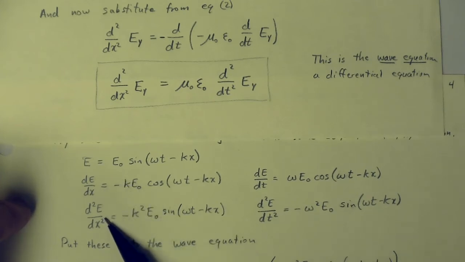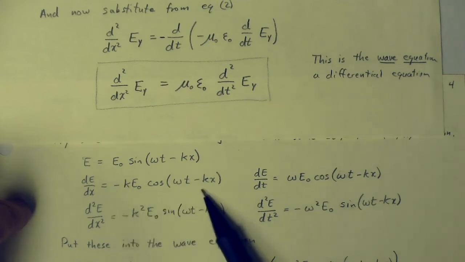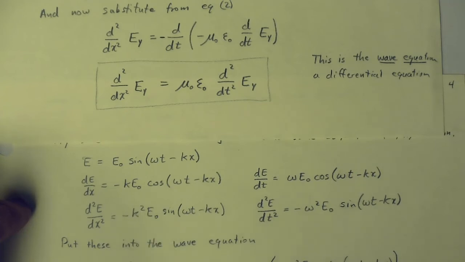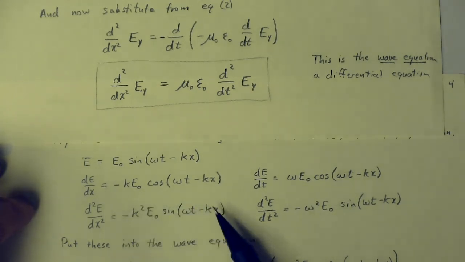Then we take another derivative with respect to x. So take the derivative of that expression. Cosine becomes minus sine, which you'd think would make this positive, but when we take the derivative, out comes another factor of minus k, and that keeps it negative. So we end up with minus k squared E0 sine of omega t minus kx. So that's the expression we get.